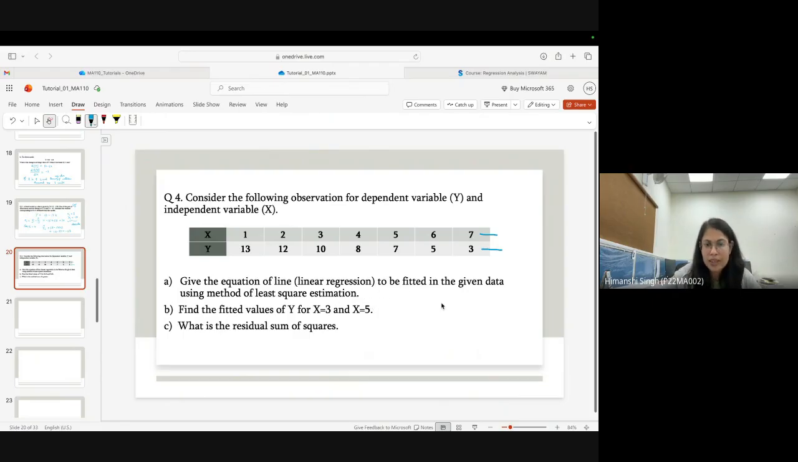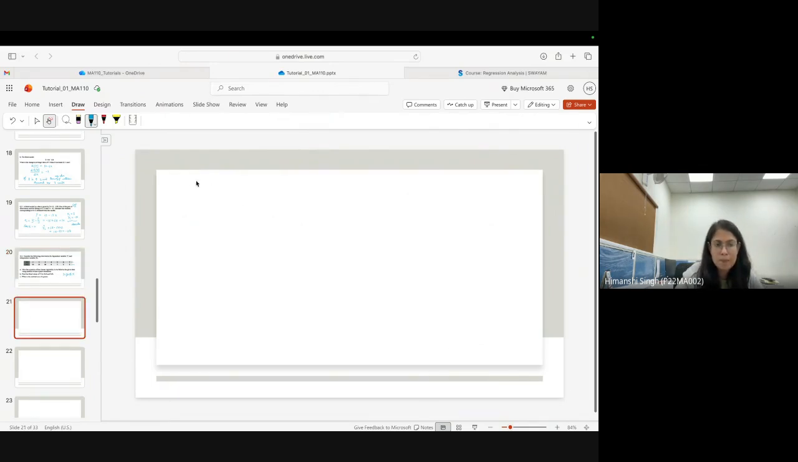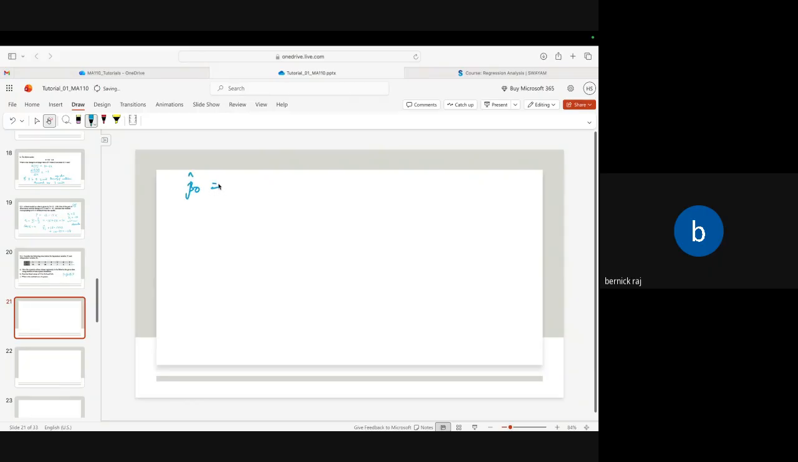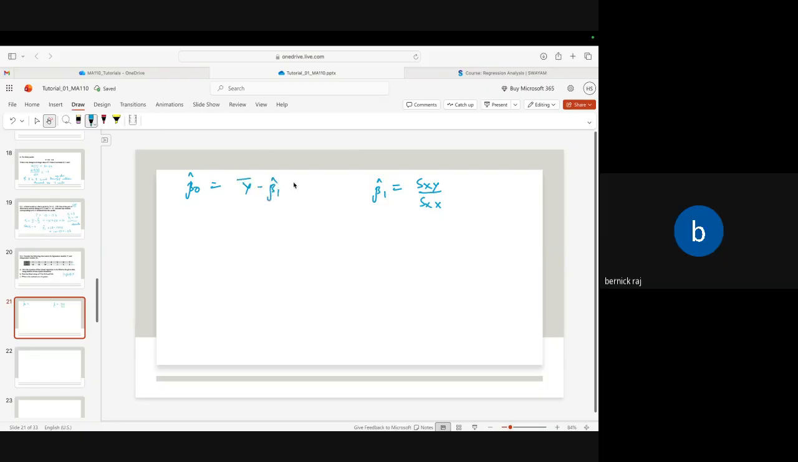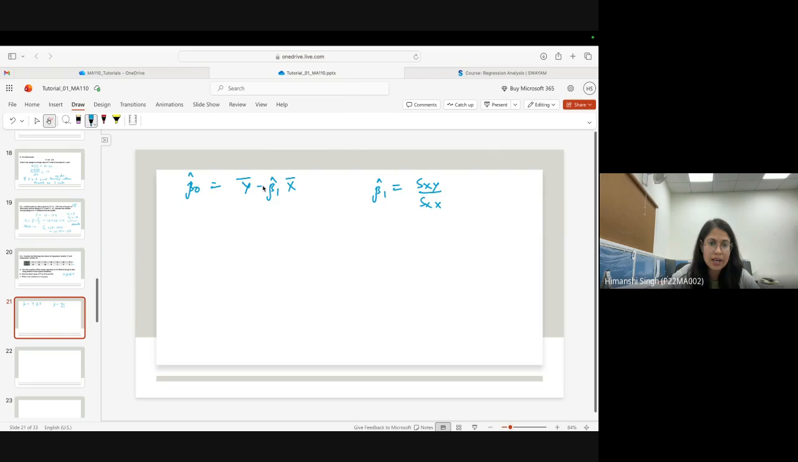I want to fit a line y equals beta naught plus beta 1 x, and I want to find beta naught hat and beta 1 hat. I already know the expressions for them. Beta 1 hat is Sxy divided by Sxx, and beta naught hat is y bar minus beta 1 cap into x bar. So basically, I want to know these quantities: Sxx, Sxy, y bar, x bar.